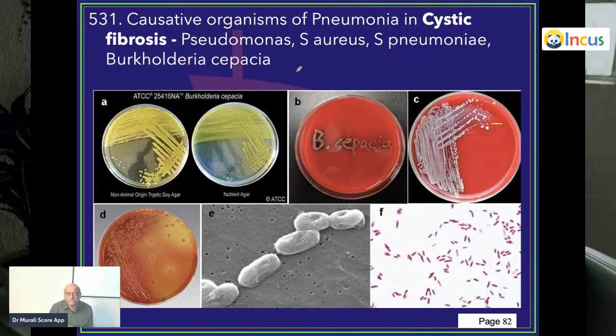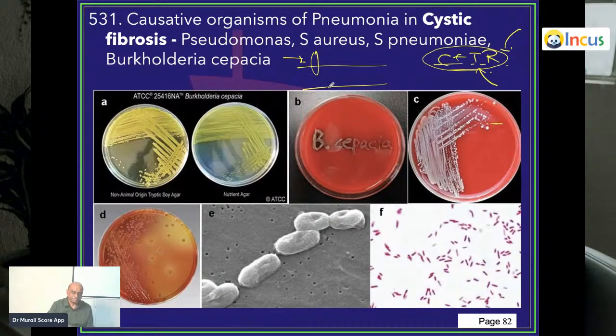Another special population you need to know is cystic fibrosis patients. So what is the problem in cystic fibrosis, doctor? The CFTR gene is mutated. Because of that, the chloride channels are affected, and sodium retention is poor. So they lose a lot of sodium in the sweat. So a cystic fibrosis baby will taste salty to the mother when she kisses the child.